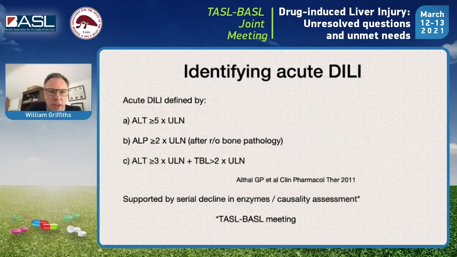So in terms of identifying an acute DILI biochemically, and this is an internationally accepted definition from Guru and colleagues from 10 years ago now, and there are other iterations of this if you look, for example, at the US DILIN network. But for the sake of this talk, I'm going to stick with this definition of an ALT above 5 times upper limits of normal, ALK Phos above 2 times, having ruled out bone pathology, or a combination of ALT and bilirubin. And of course, we can see milder reactions, but this is really for definition purposes in terms of trials and research more than anything.